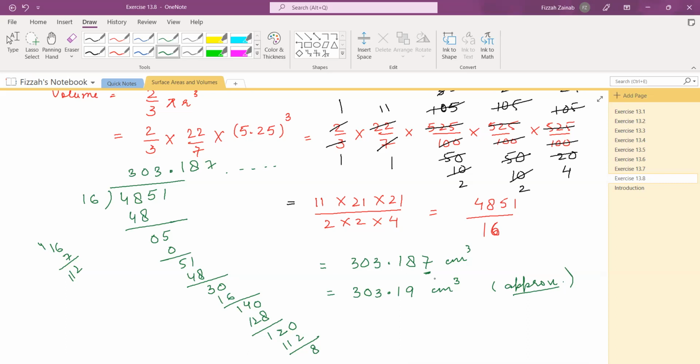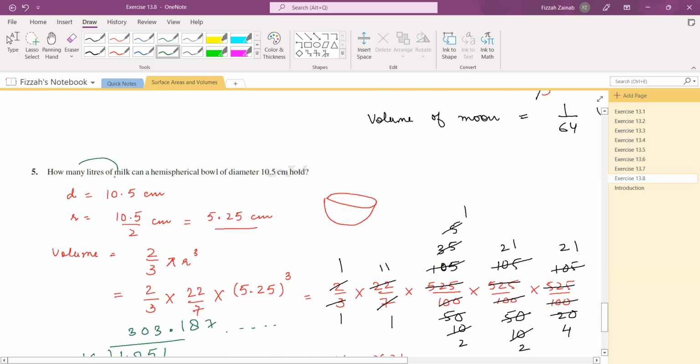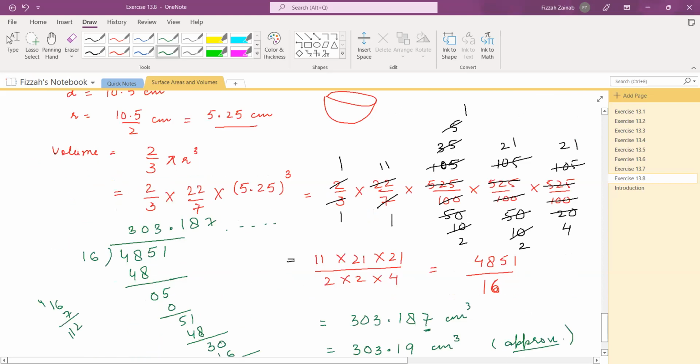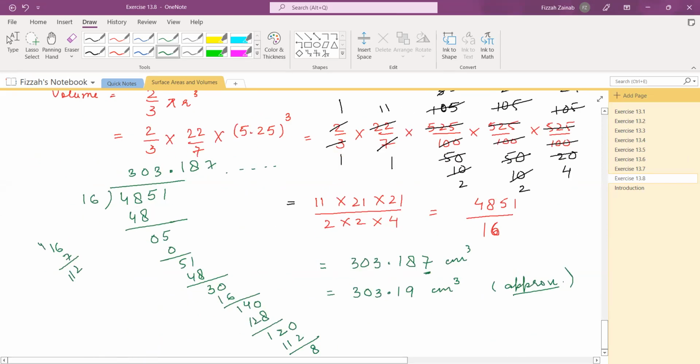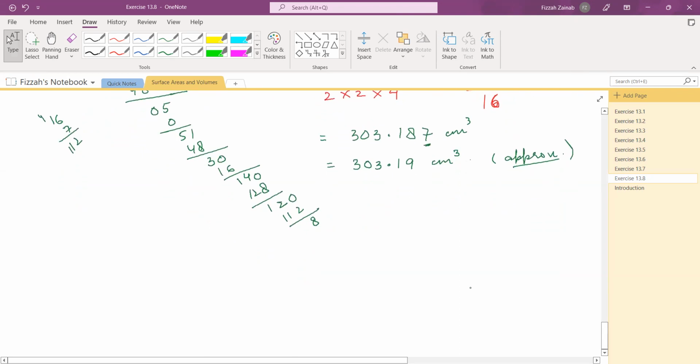Yes? Yes, ma'am. Okay. Now you have to find the answer in liters. In the question, it is asked how many liters. Yes, Miraj? Yes, ma'am. Okay. Now you are getting the answer in centimeter. So first thing is, what will you do? What will be the first step here, Miraj? Tell me. What we will do now? Yes, Hamna, any idea what we will do now?